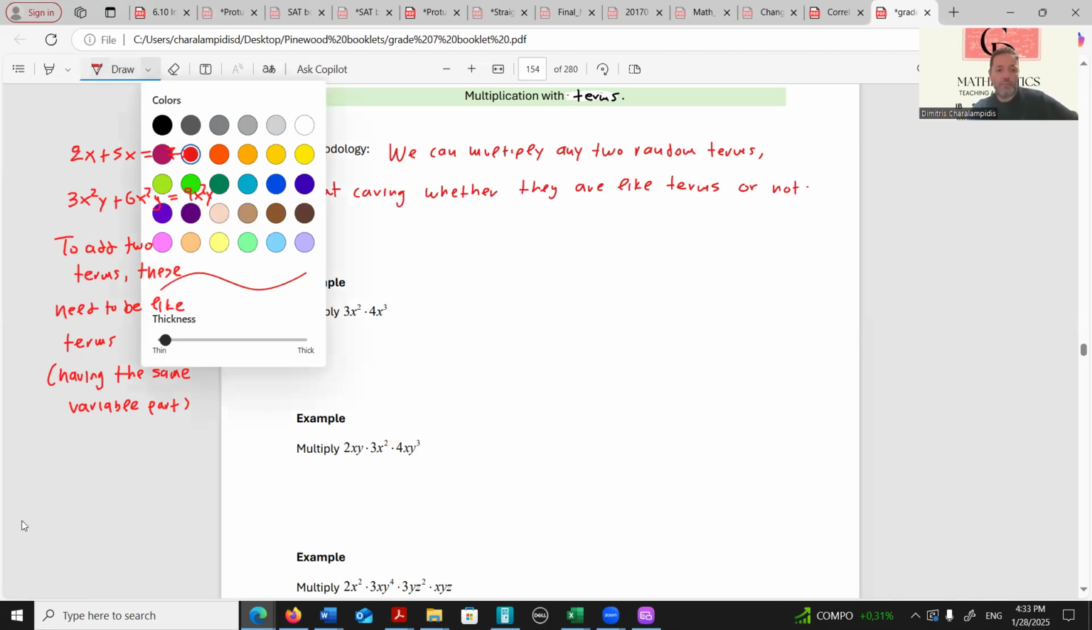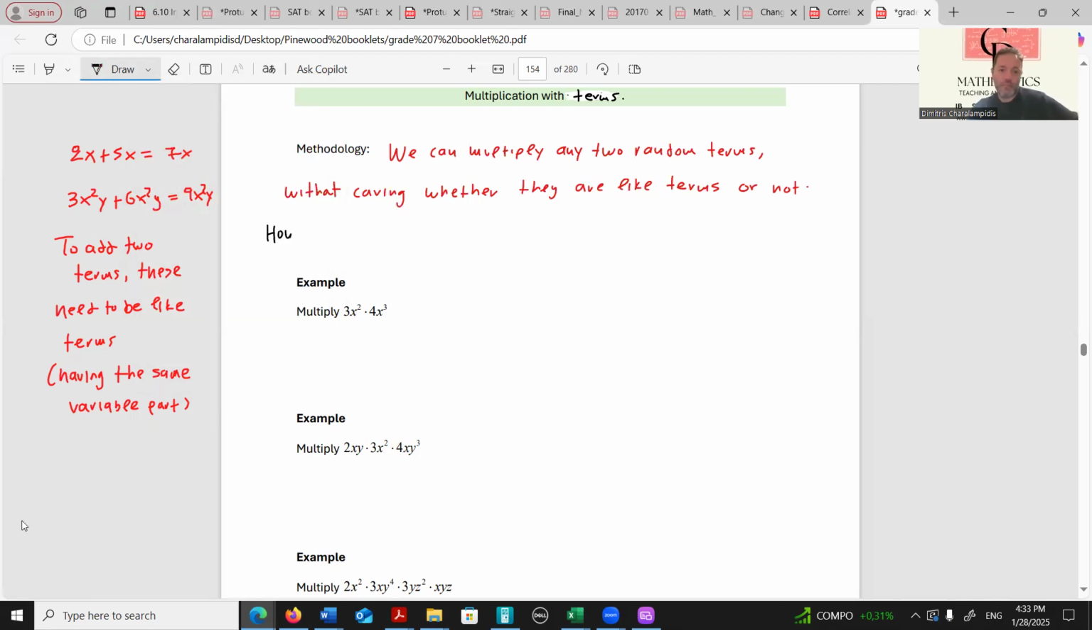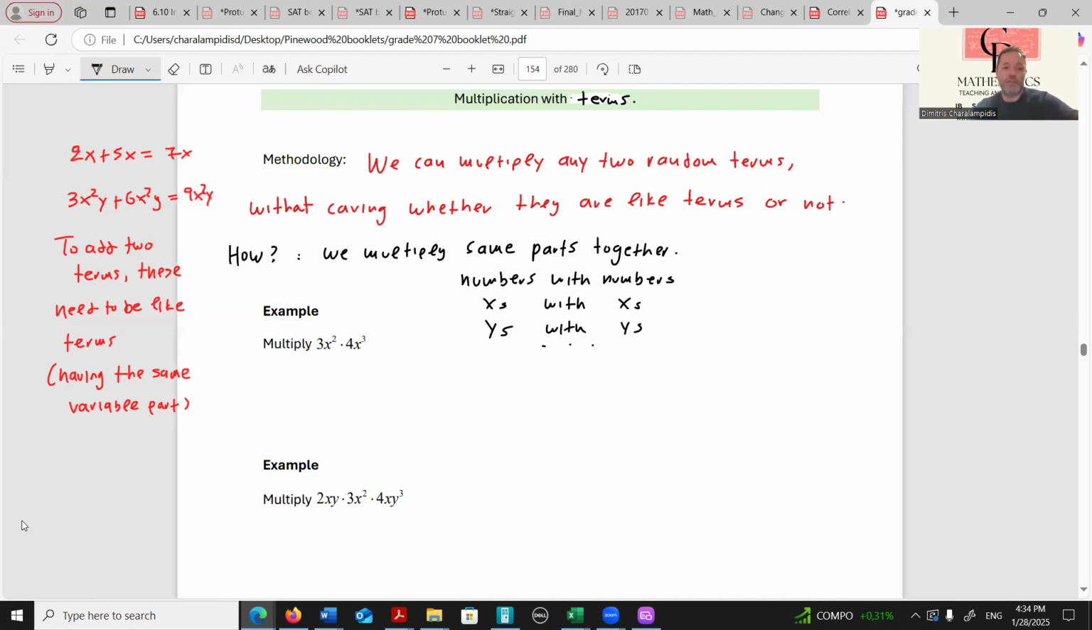How can we do that? We multiply same parts together. This means, for instance, numbers with numbers, x's with x's, y's with y's, and so on. I think that we will understand clearly the whole process through the following examples.